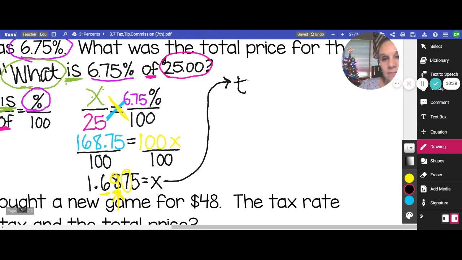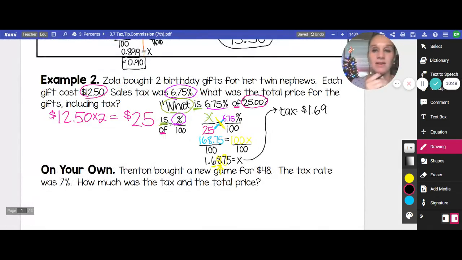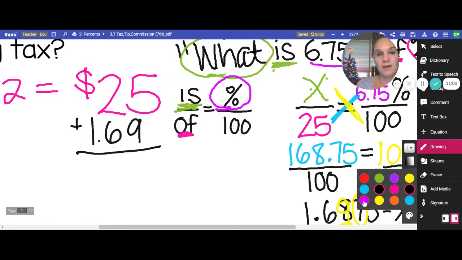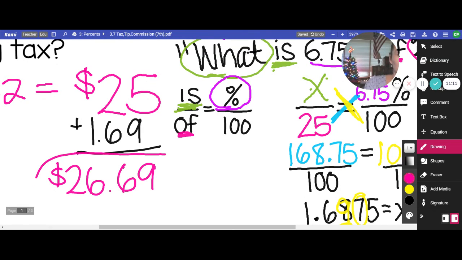So our tax is $1.69. And then this is asking us to find the total price, including tax. So we're going to add that to the 25. So I'm going to come back over here and I'm just going to put plus $1.69. And I'm definitely going to use a calculator for this one so I don't mess up my place value. But I'm going to end up getting a total of $26.69. So Zola ended up spending $26.69 on the gifts for her nephews' birthday.